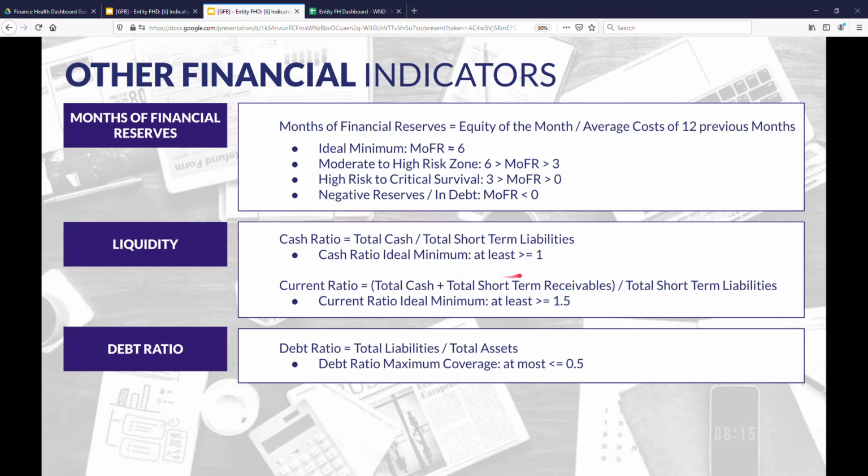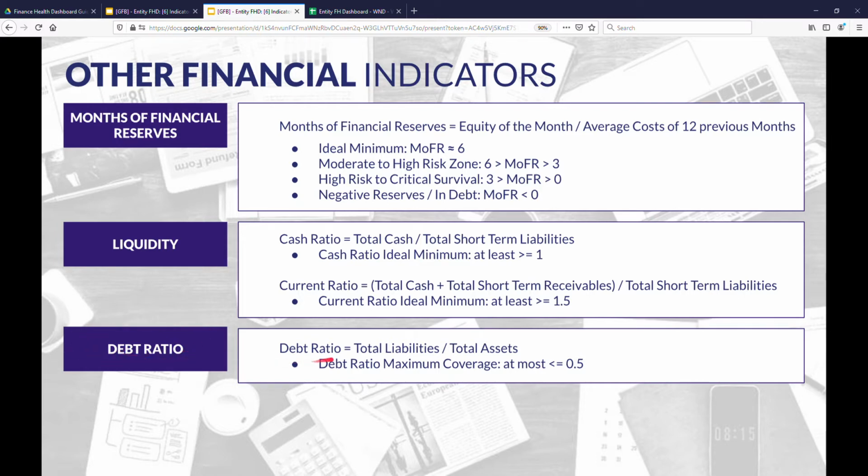So cash ratio is at least 1, meaning ideally cash would be greater than or equal to the debt that you have, because that would mean that you could immediately pay off all of your debt. Then current ratio is at least 1.5. That means there's cash and short-term receivables, and you can pay your short-term liabilities immediately, so that if those short-term liabilities are paid, you can still have some amount left that can be used to continue your operations.